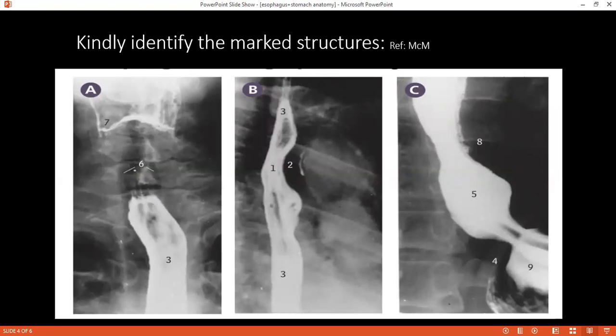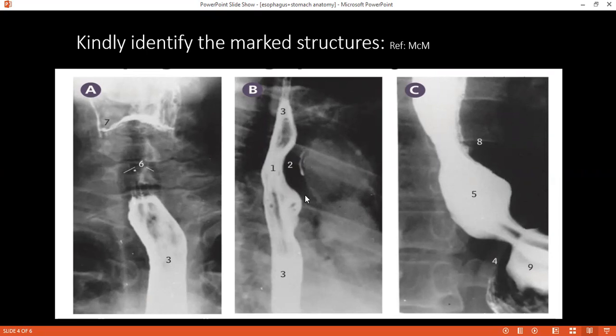Can you please tell me if you can identify this image A? Okay, this is the barium swallow. Yes. So what is image A number 6 showing? All right. If you can tell what number 3 is. Number 3 is the esophagus. Yes, barium swallow in the esophagus. If you can describe image B, here you can see 1, and this is 3, and this is 3, and here is 2.